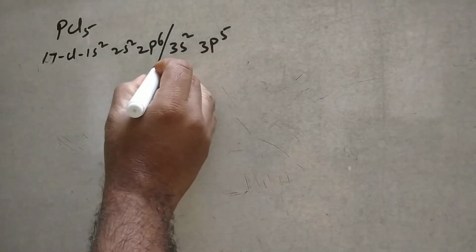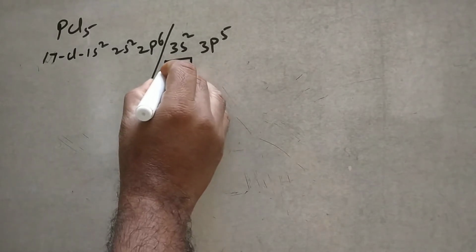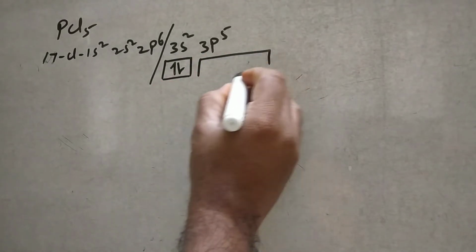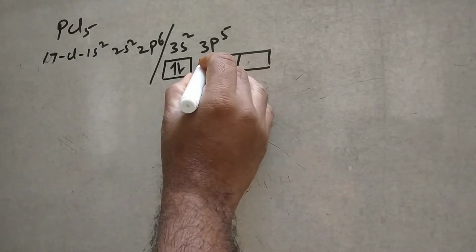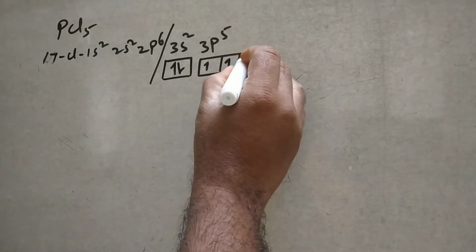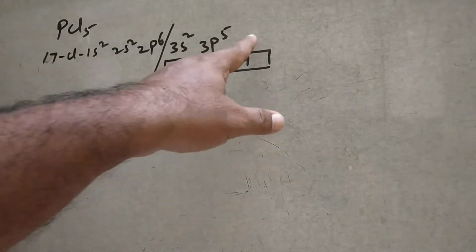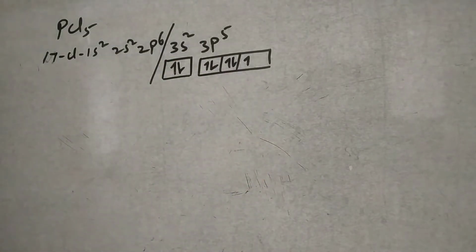Here s orbital means it contains only one degenerate orbital. Then p orbital means it contains three degenerate orbitals. They are px, py and pz. So like this you have to fill 5 electrons. First 1, 1, 1, then pairing of electrons takes place.